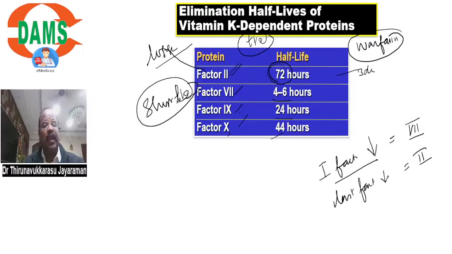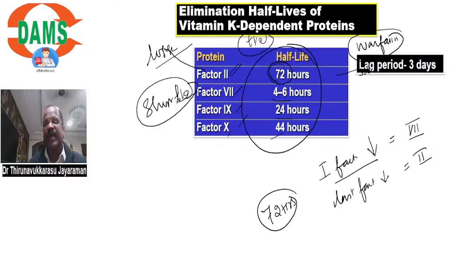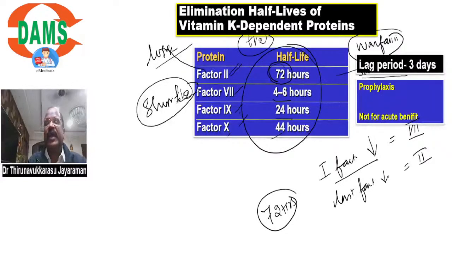Okay. And to inhibit all the factors, warfarin takes about 72 hours. That's why warfarin has a lag period, a therapeutic delay of 3 days. That's why warfarin is not used for emergency. It is only for prophylactic purposes. Warfarin is used only for prophylactic purposes.